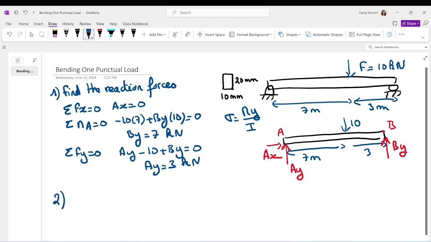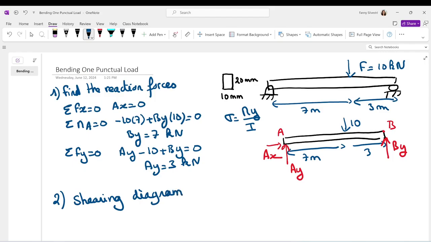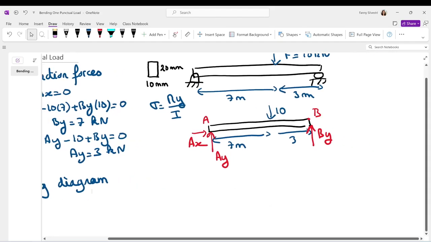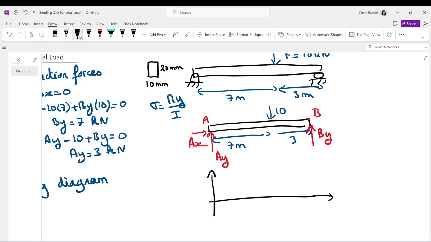So number 2, I will do the shearing diagram. And we only have punctual forces, very easy, no real calculation needed. I will do my diagram just below the free body diagram so we can have the forces that fit. We say AY equals 3, now we know, and BY equals 7. So at A, so we will have some changes at A, at 7, and at B.